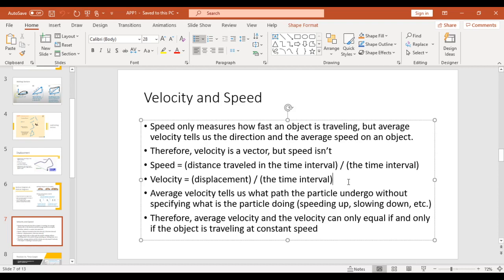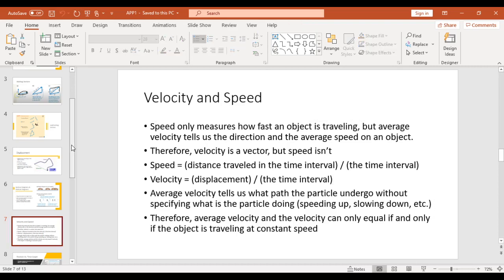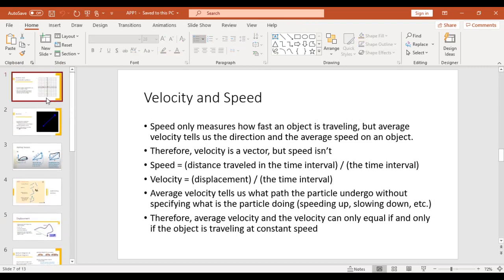So if I was a runner, and I don't know how I was running, but I know I covered maybe 20 meters over a period of 5 seconds, right? So 20 meters over 5 seconds, that is 4 meters per second, right? That would be my speed. However, for average velocity, it's displacement over the time interval. It's the same thing right here.